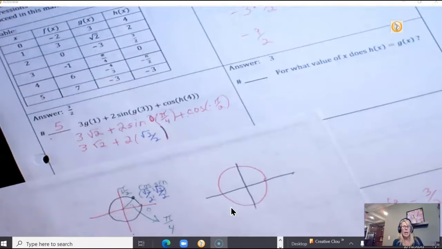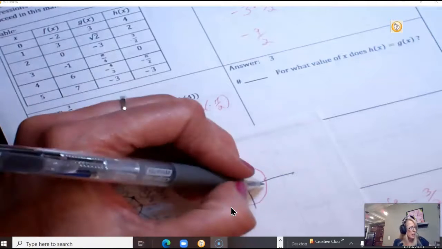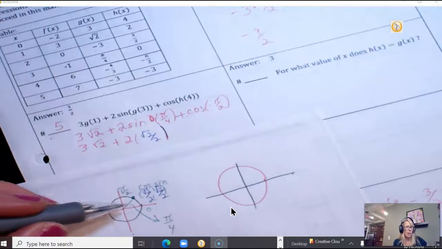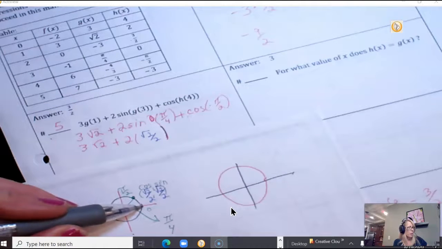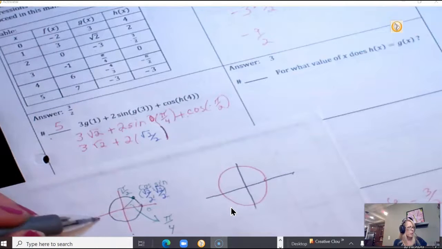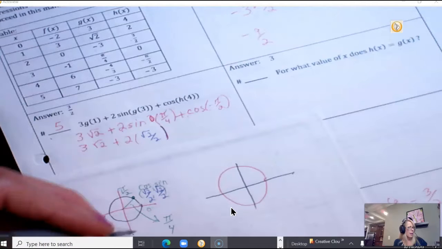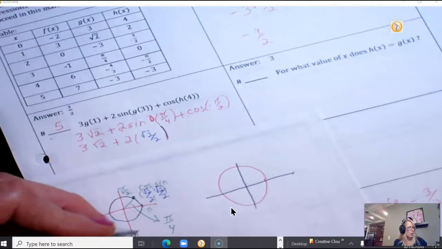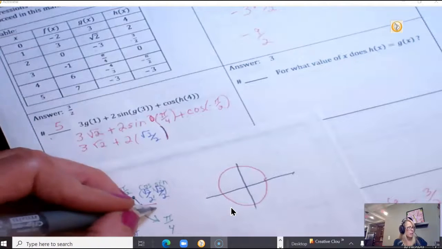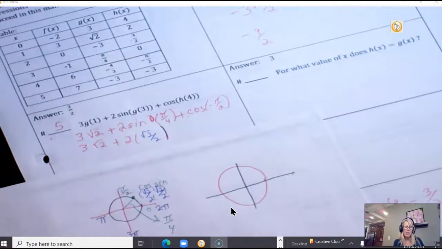But anyway, negative pi over 2. Again, remember that in each quadrant we go from 0 to pi over 2, to pi, pi to 3 pi over 2, and then back to 2 pi. You remember that? I hope you do.